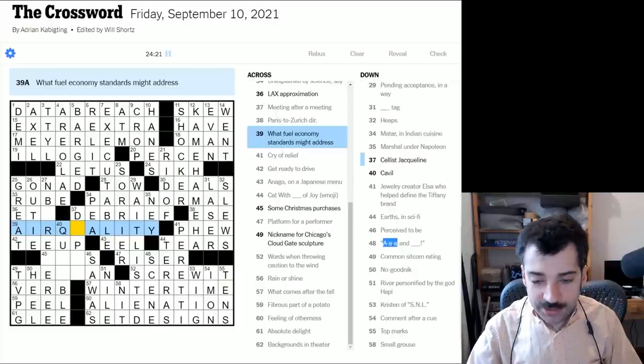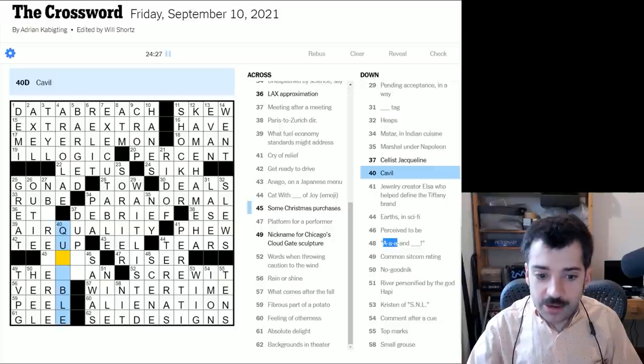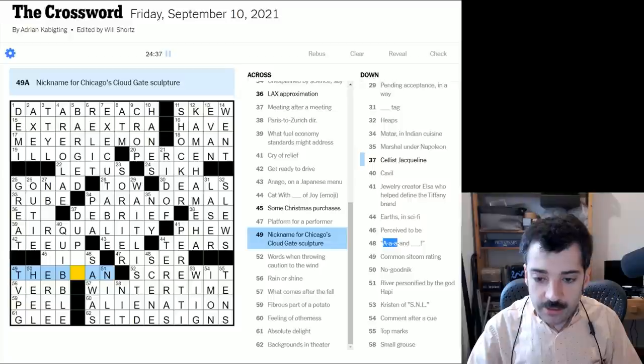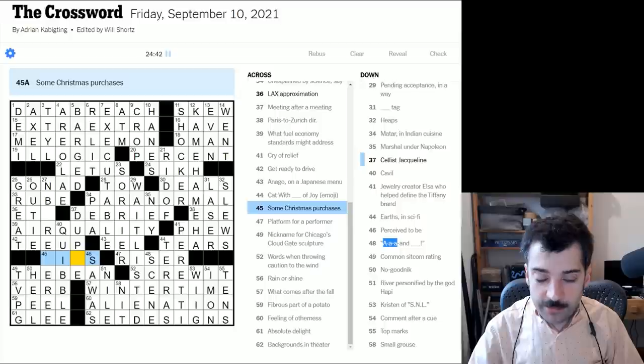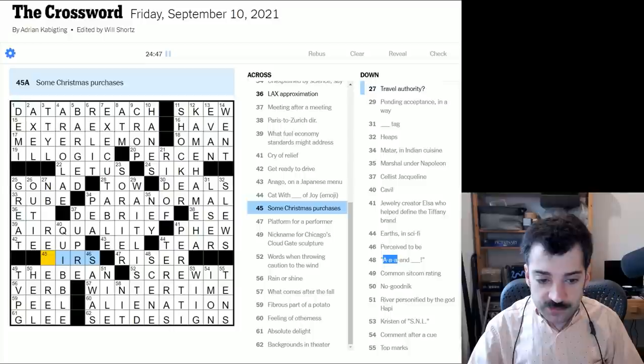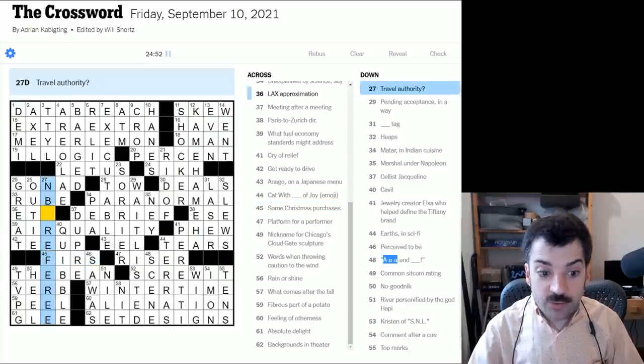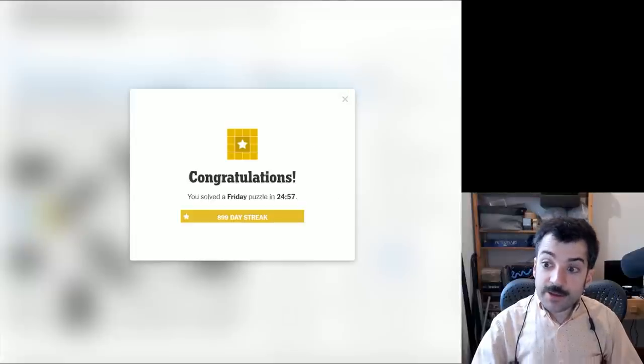So air quality is what fuel economy standards might address. Good Lord. Thank you. Sorry, everybody. Oh, and a cavil is a quibble. So sort of, yes, that actually, I did not remember that, but that is the case. Sort of a little nit to pick. All right. So the nickname looks like the bean to me. This might be Jacqueline du Pré, perhaps. Some Christmas purchases, furs, Christmas trees, and then travel authority. Ah, I see. NBA referee, and that makes LAX approximation ETA. All right, there we go.